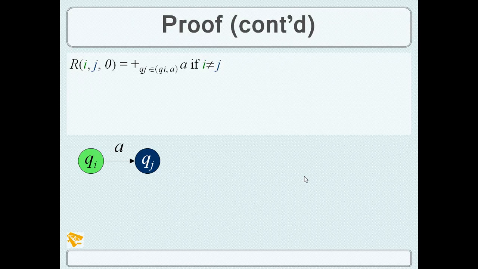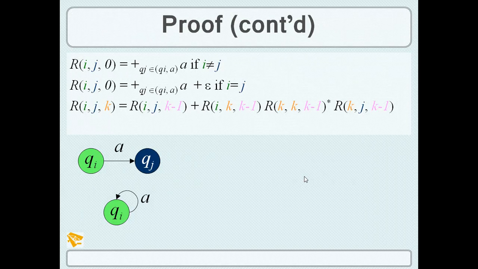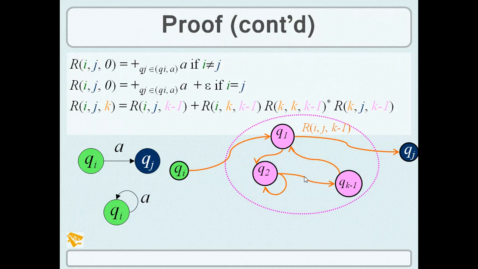Now R(i,j,0) will be the transition a from qi to qj. R(i,j,0) will be a plus epsilon if i is equal to j. Then R(i,j,k) is R(i,j,k-1) plus R(i,k,k-1) R(k,k,k-1) star R(k,j,k-1). We will find the figure like this.